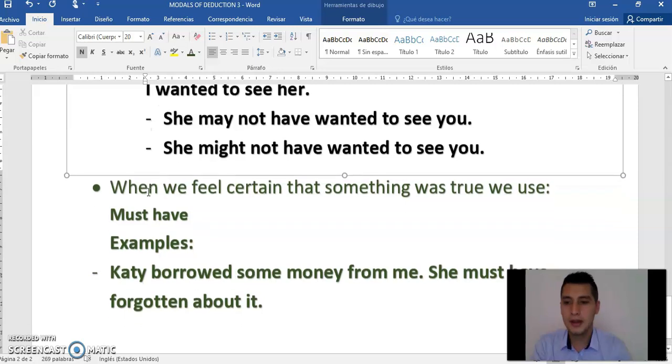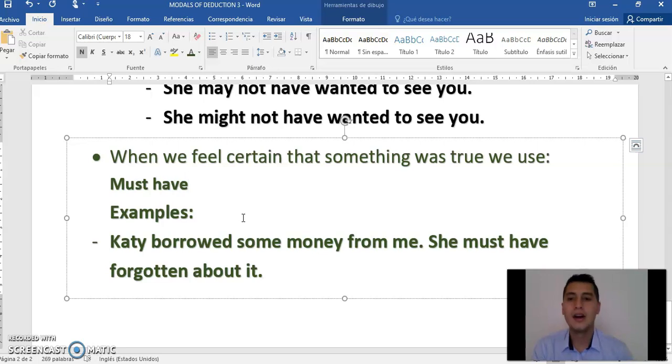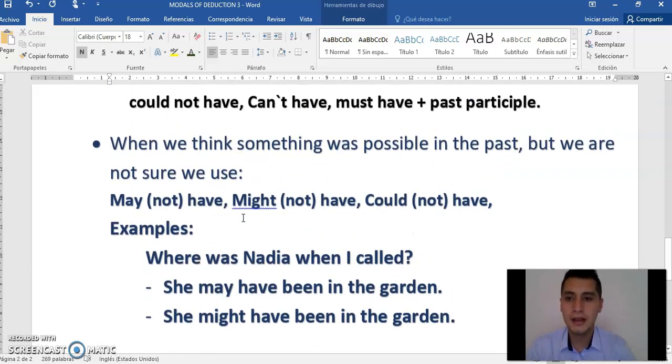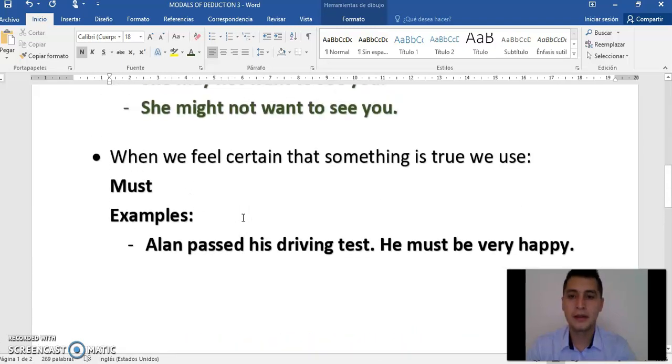And we are going to finish with this explanation, that is when we feel certain that something was true, we use must have. Remember that this is for the past, and in the class I am going to be explaining all of this. Okay, so this is the paper that I am going to be using there, and as soon as the class finishes, I am going to send this paper to you, and you are going to have them in Edmodo. Okay, very good.